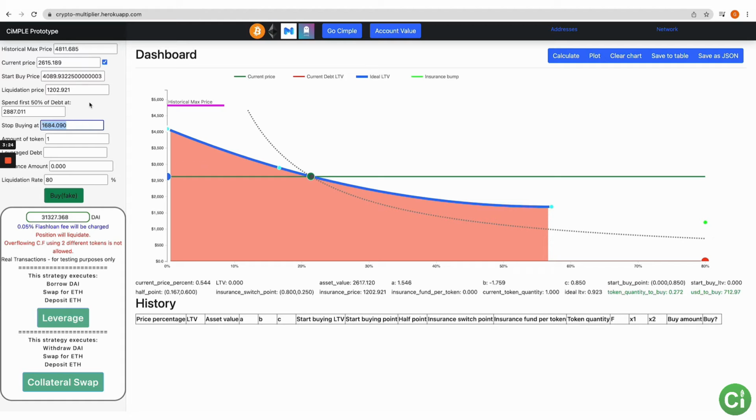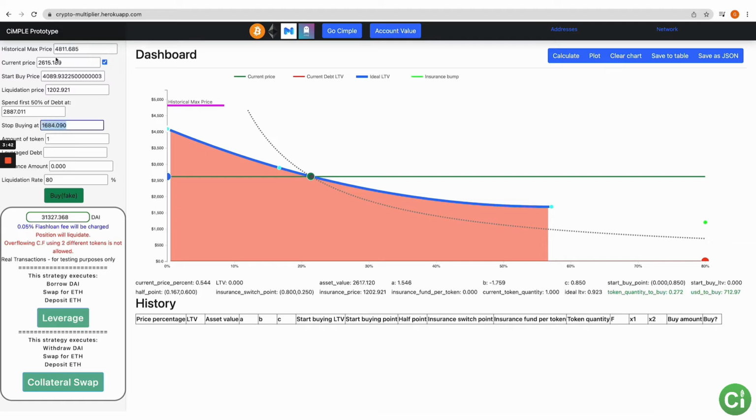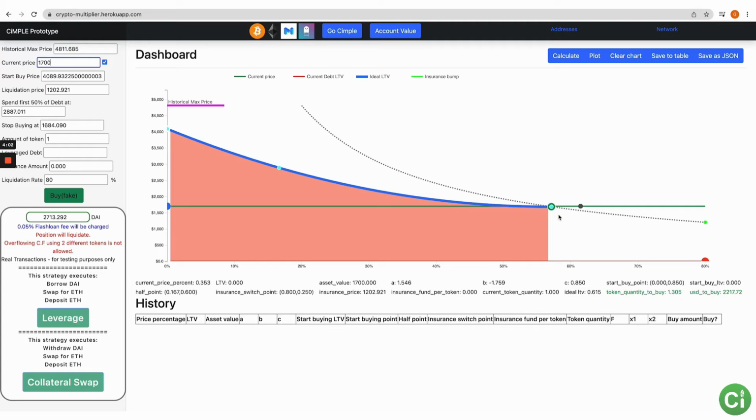So as this video is talking about the philosophy of everything that's going on, what I want to do, and I'll give you the most extreme, we'll do it with the defaults. The stop buying is at 1684. Since I can edit the price, I'm going to put the current price at 1700. And one of the things you'll notice when the price went to 1700 is that you've got this stop buy price. It's off by about $16 right here, right? Somewhere really close to there.